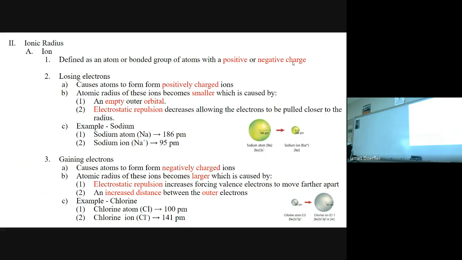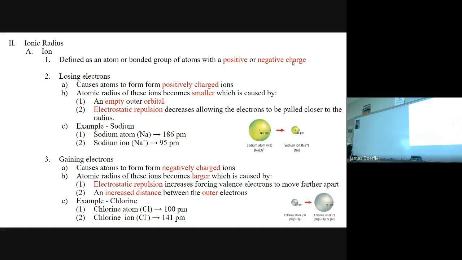And that is because when you remove the outer electrons, you now have emptied out your outermost orbital. So you've now decreased the size by losing electrons. And that also plays a part: there is an electrostatic repulsion, meaning all of the electrons in there don't like to be near each other because they're all negatively charged. So, those with like charges don't like to be near each other.